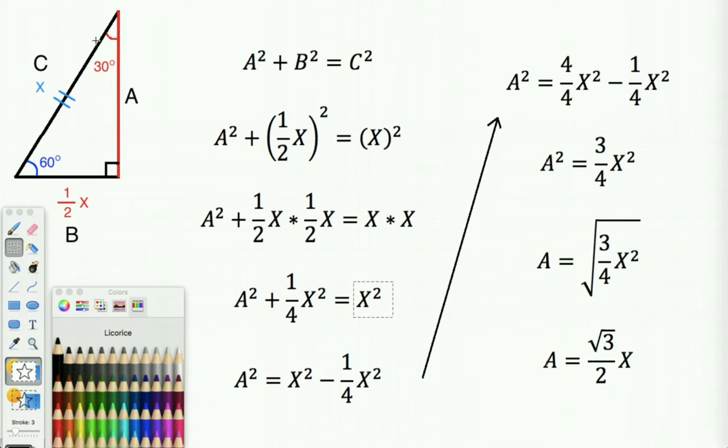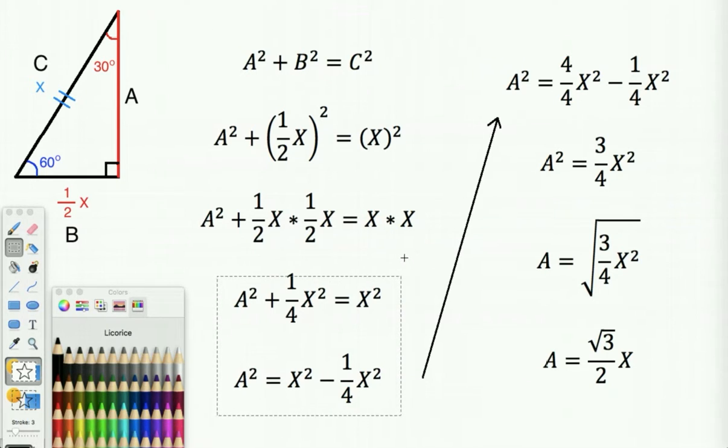Remember we're trying to solve for our value for a. So I'm trying to get a by itself here. What I'm going to do first is subtract 1/4 x squared from both sides. So a squared plus 1/4 x squared minus 1/4 x squared just becomes a squared. And x squared minus 1/4 x squared, that's right here. So once again, to go from here to here, I just subtracted 1/4 x squared from both sides.